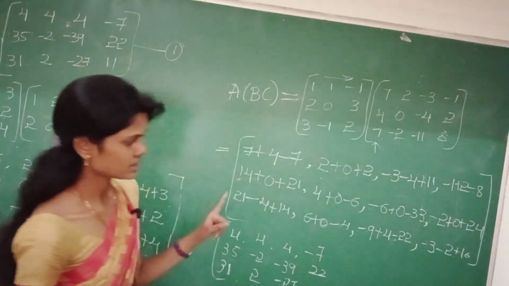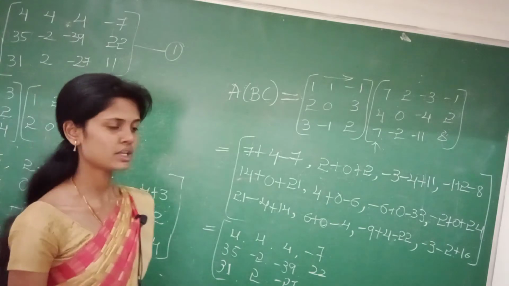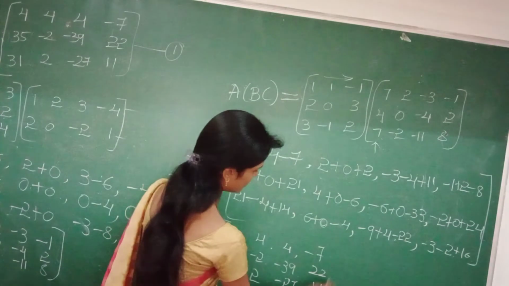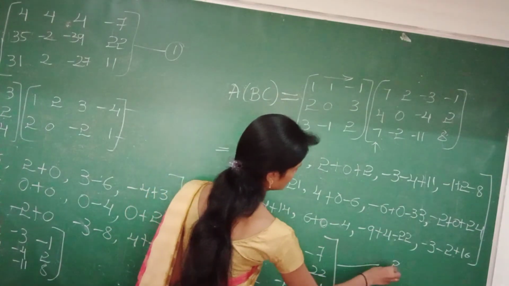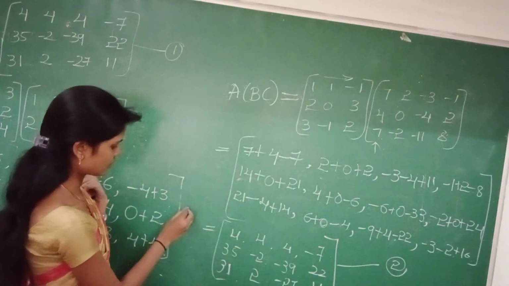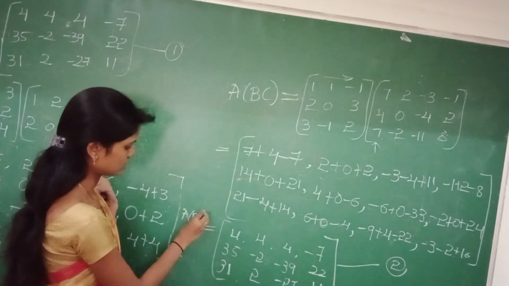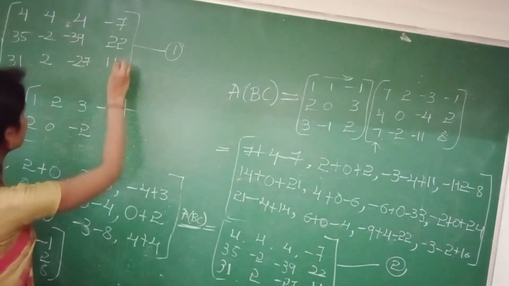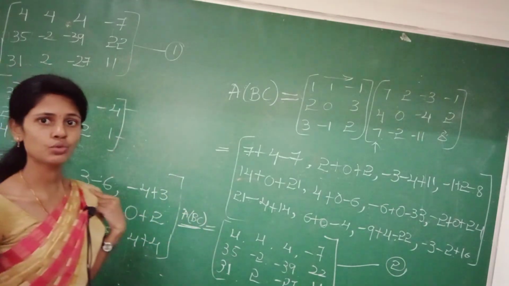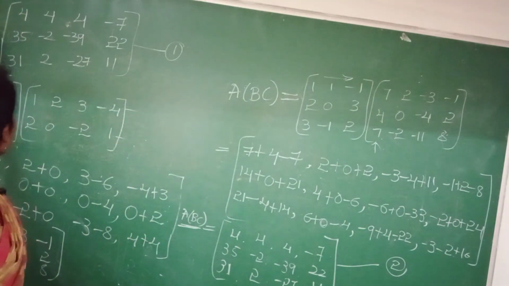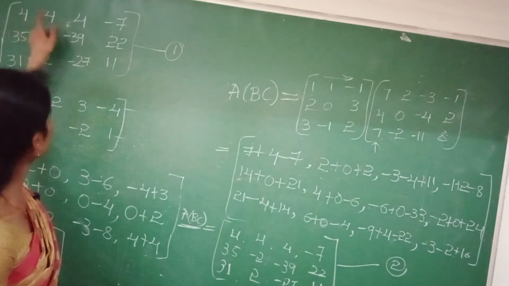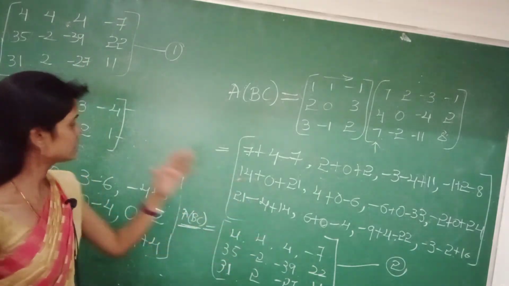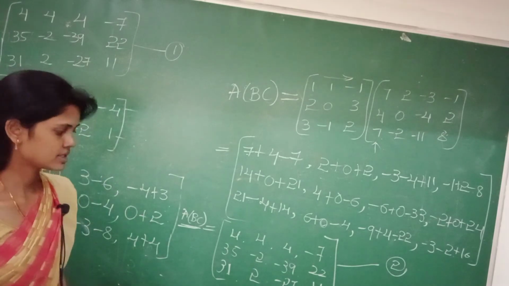And minus 3 minus 2 plus 16. Minus 3 minus 2 is minus 5 plus 16. So 16 minus 5 is 11, right? Then call this as equation 2, which is the result for A into BC. So check out whether these two results were equal. That is, equation 1 and equation 2 must be equal. So AB into C is 4, 4, 4, minus 7, 4, 4, 4, minus 7, 35, minus 2, minus 39, 22. So the things are similar.